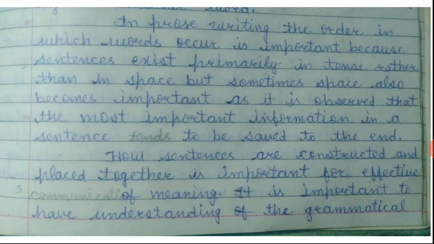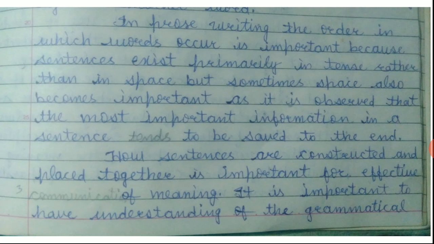In prose writing, the order in which words occur is important because sentences exist primarily in time rather than in space. But sometimes space also becomes important, as it is observed that the most important information in a sentence tends to be saved to the end. That is the end weightage doctrine which we have discussed in our steps for good writing. So what does this paragraph say?